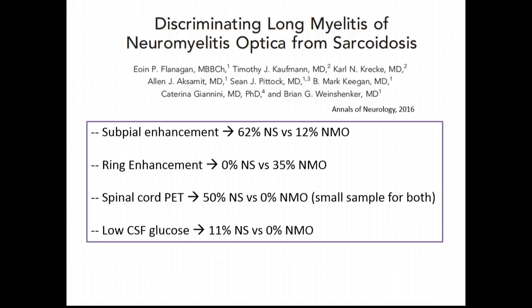Spinal cord PET, they only did it on a few patients, but it was positive in neurosarcoidosis, and they never saw it positive in NMO. And low CSF glucose was never seen in NMO in their series. It's consistent with our experience.